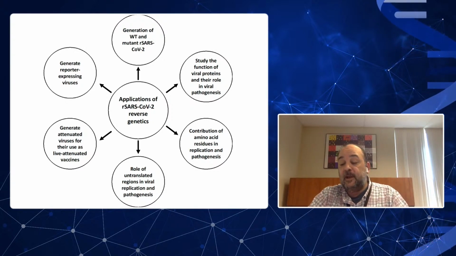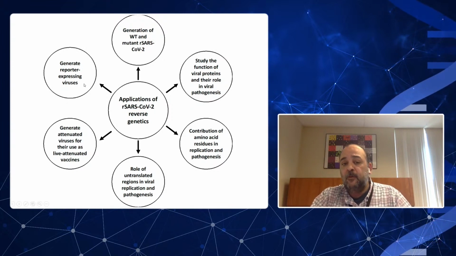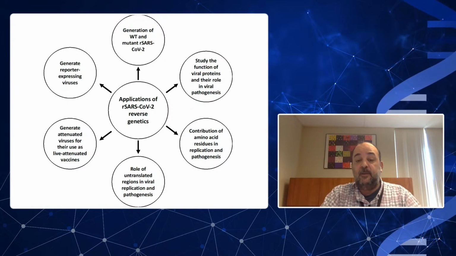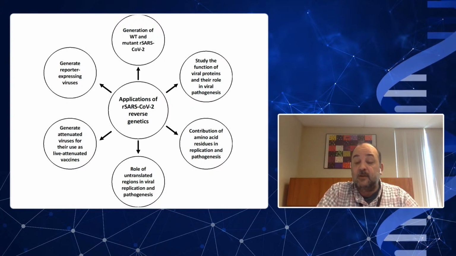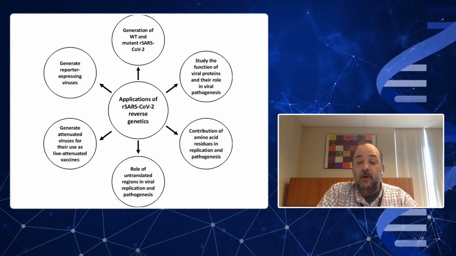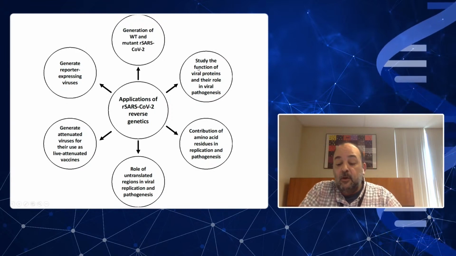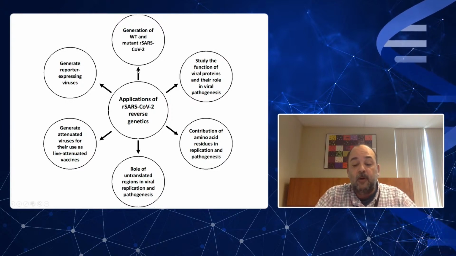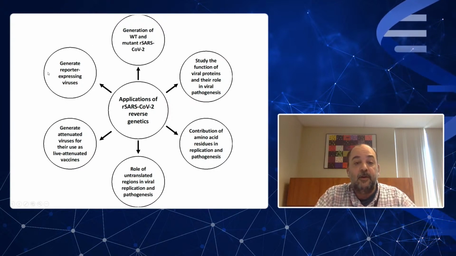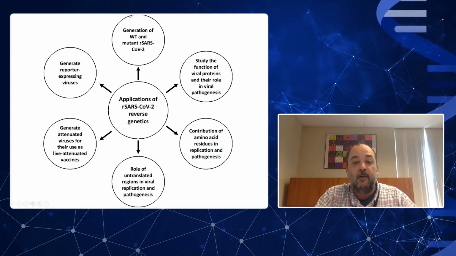attenuated forms that can be used as live attenuated vaccines, or to generate recombinant viruses that express reporter genes to facilitate the study of SARS-CoV-2 in vitro and also in vivo. And we are actually using these reverse genetic approaches to do all these things. But today, for my presentation, I'm going to focus on the use of these reverse genetic approaches to generate recombinant viruses expressing reporter genes.